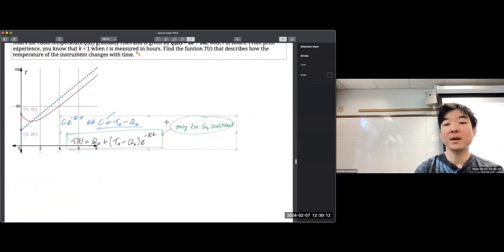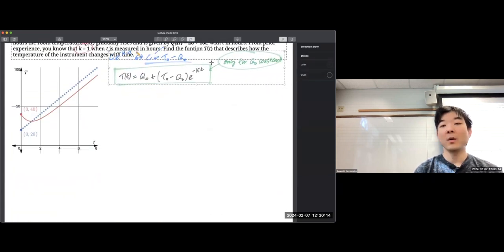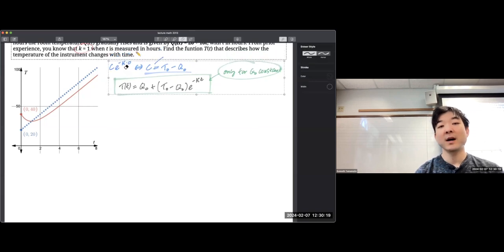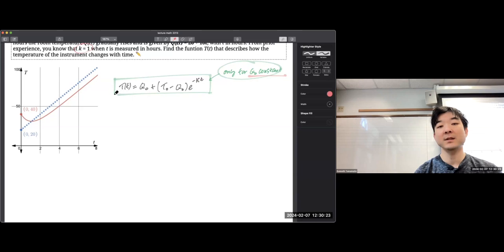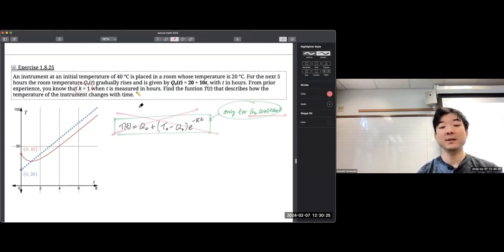Remember, this right here was only for when Q naught is constant. So you cannot use this in this problem. Remember, this was only for Q naught is constant. So therefore, you can't use this.